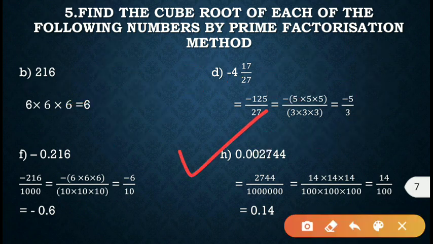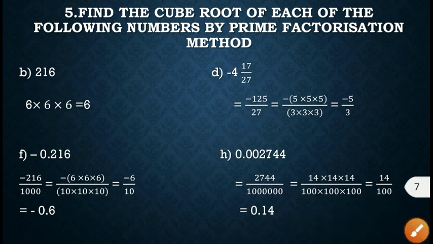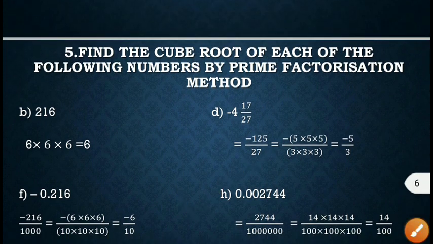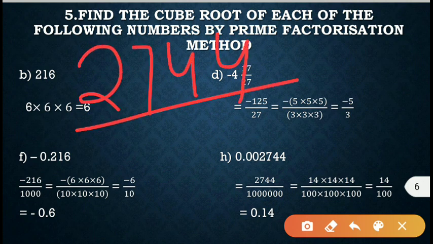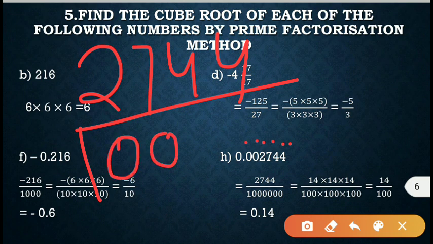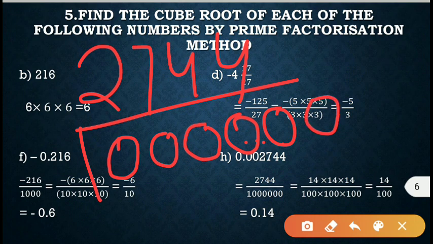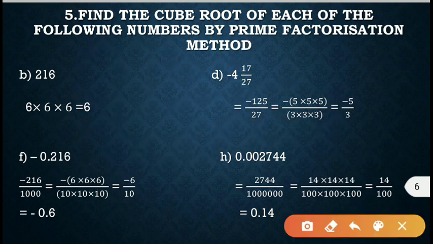Next question is also in the decimal. So first of all, remove the decimal. Write 2744 and divide by 1, and how many digits are there? 1 2 3 4 5 6. 6 digits are there, so write 6 times 0. Okay, now factorize the numerator.